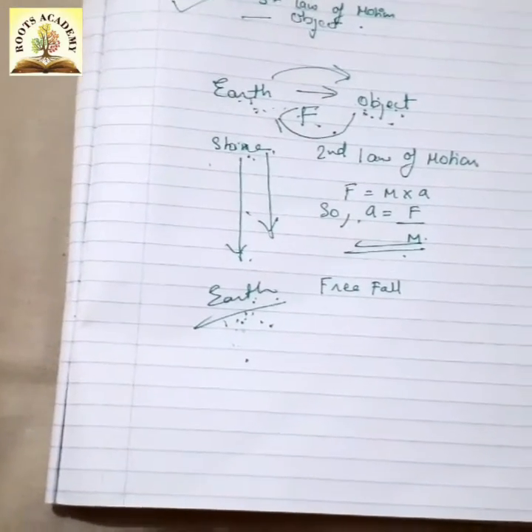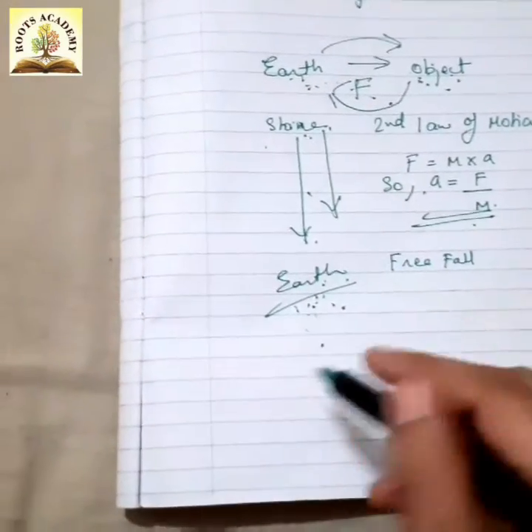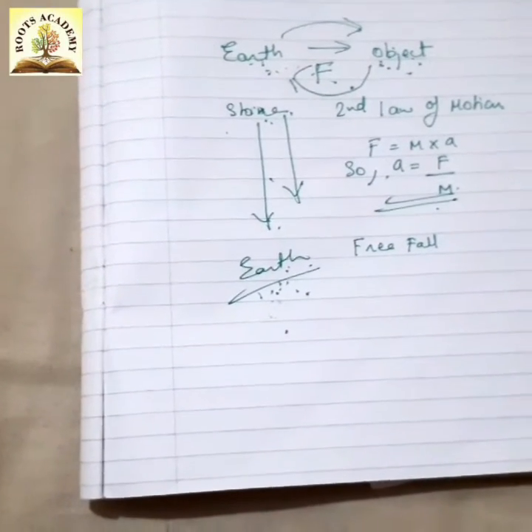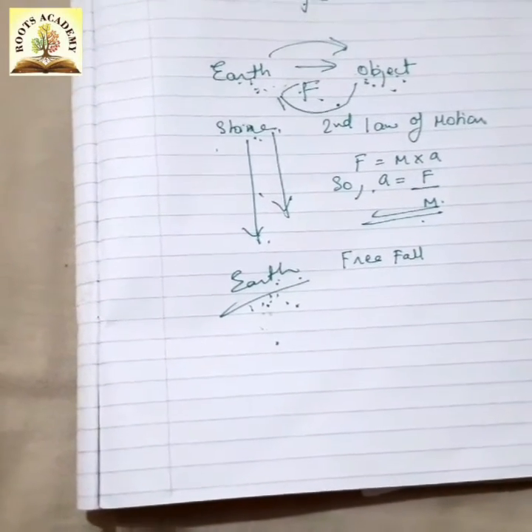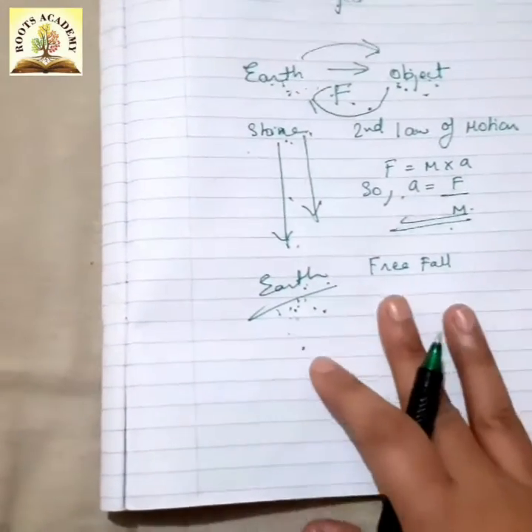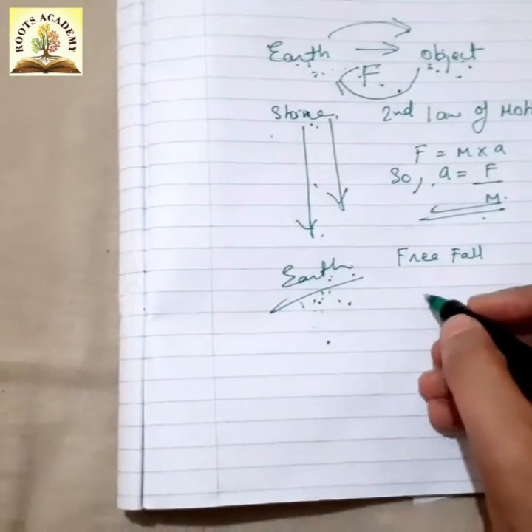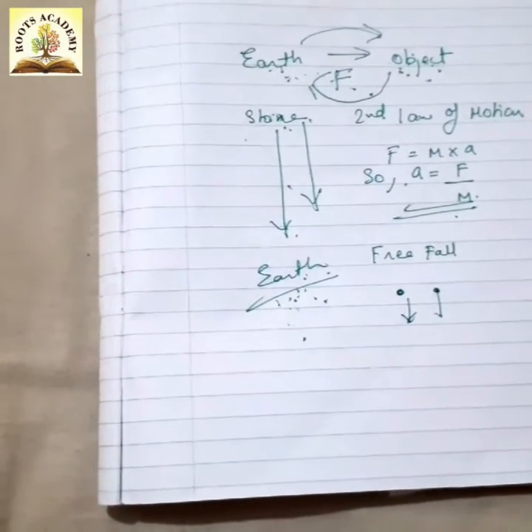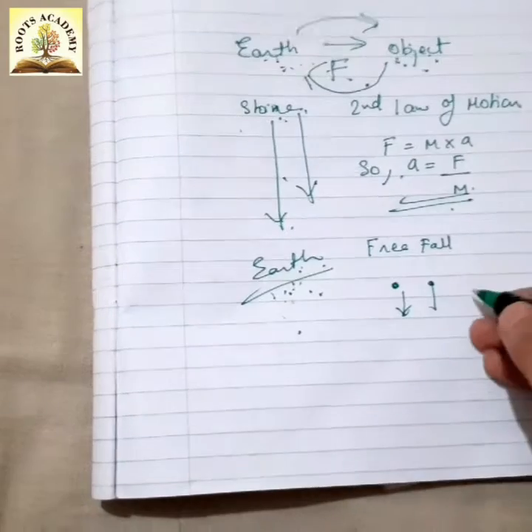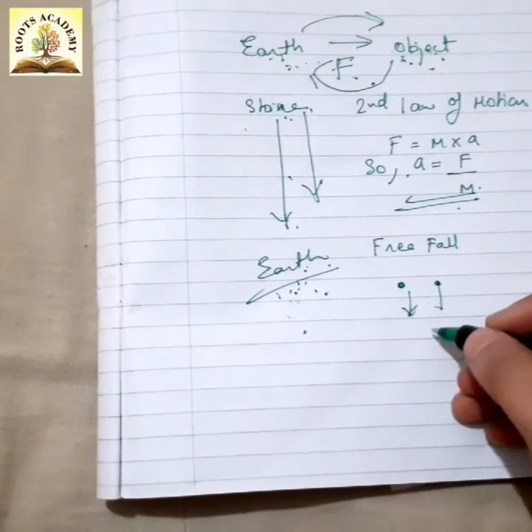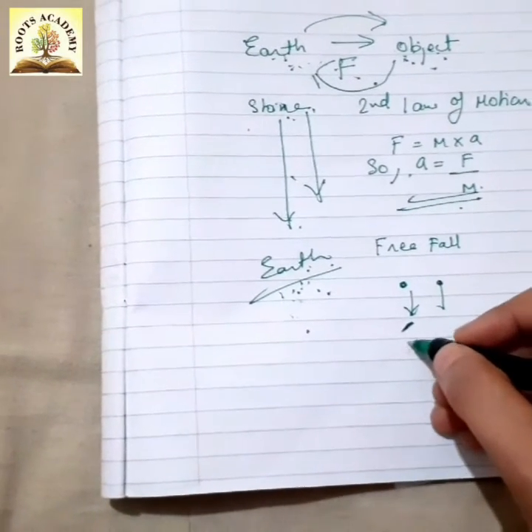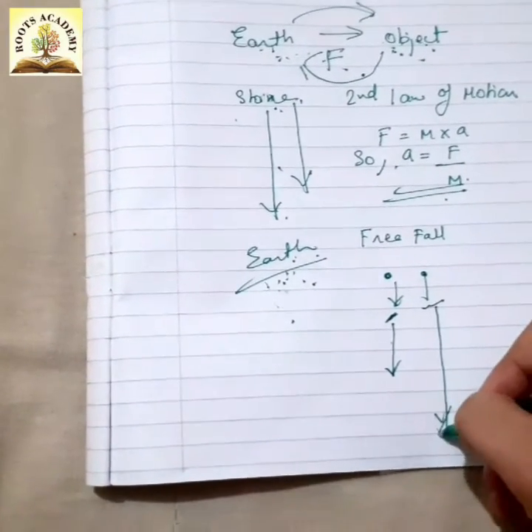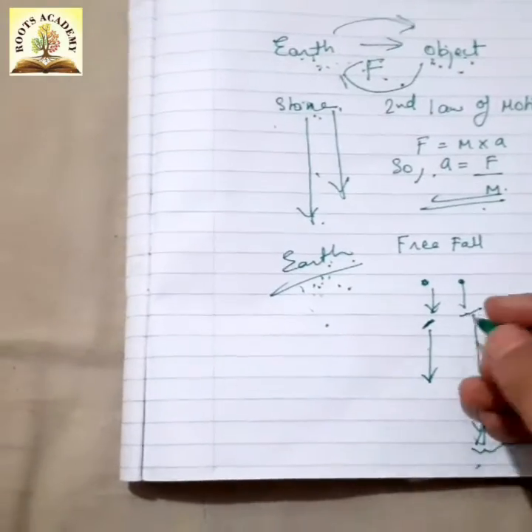So we have to understand the concept of free fall. We know that every object around us gets attracted to the earth, or the earth attracts every object near its surface. It was found that when two objects are dropped from the same height, the lighter object comes down slowly, whereas the heavier object reaches the ground faster.